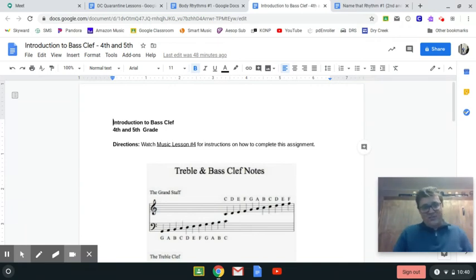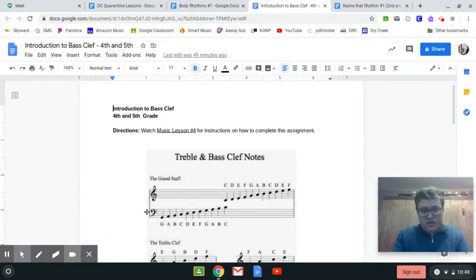The first one is called Introduction to Bass Clef. Everything that we've been doing with note names so far has been treble clef. Treble clef is probably the most common clef, and just so we're understanding what we're talking about, a clef is this symbol right here. That's the treble clef. Remember, we called it the G clef before because it circles the G line. Well, we now have a second clef, which is called bass clef, which looks like this.